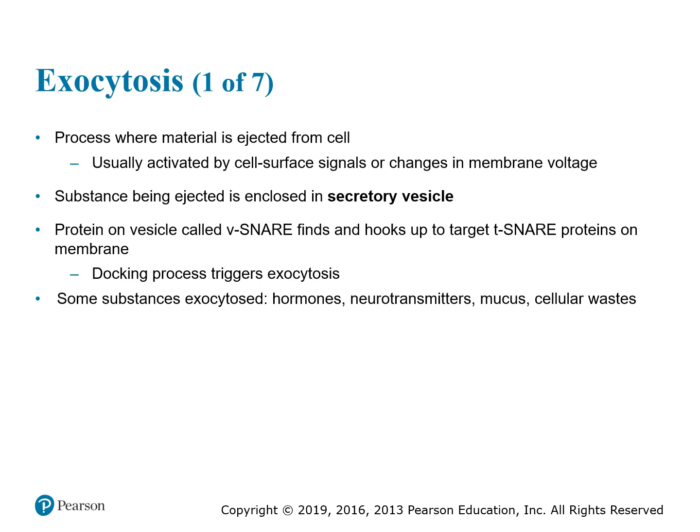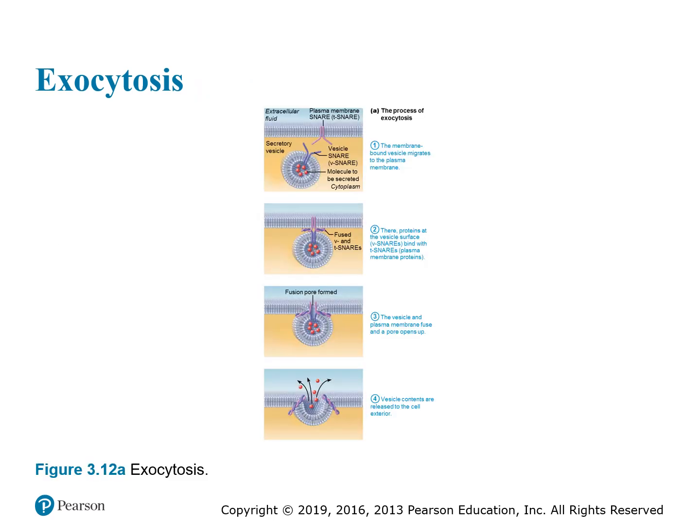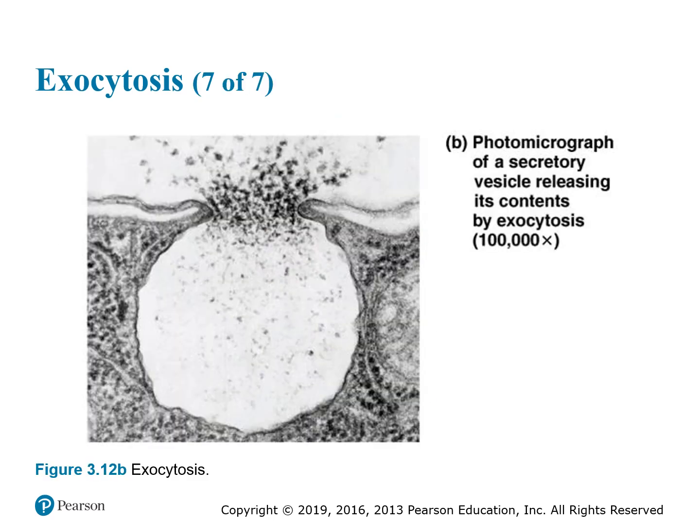And so what happens is the waste material, whatever it is, is put inside a secretory vesicle. It triggers exocytosis by fusing with the plasma membrane and essentially folding it in such a way that the contents are ejected. And so some substances that exocytose include hormones, neurotransmitters, mucus, and cellular waste. And so that's what that looks like.